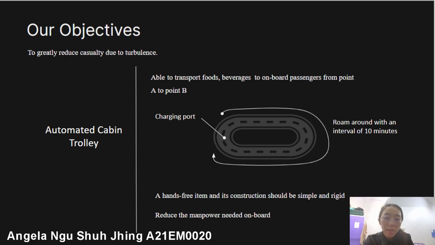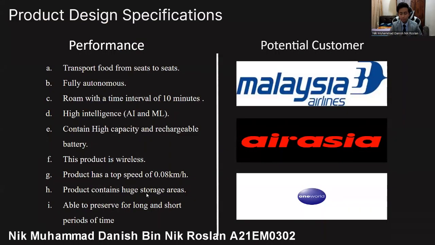At the same time, the cabin trolley will roam around the aircraft with an interval of 10 minutes. This product should be a hands-free item, and its construction should be simple and rigid, giving a comfortable, convenient, and safe environment to the passengers and crews. Besides that, our product can also reduce the manpower needed on board.